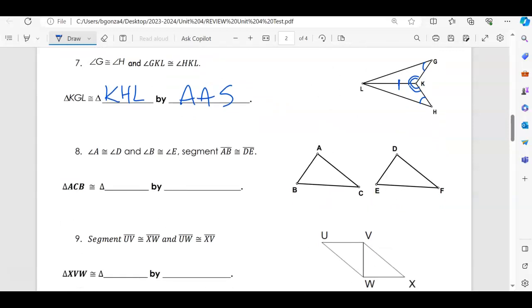Number 8, okay, A and D are congruent, arc, arc. B and E are congruent, and then AB and DE. AB, DE, all right. ACB matches DFE. They're just shifted over, so it's in the same exact order. Order matters. And if I follow the edge, I have an angle, and then a side, and then an angle. Angle, side, angle.